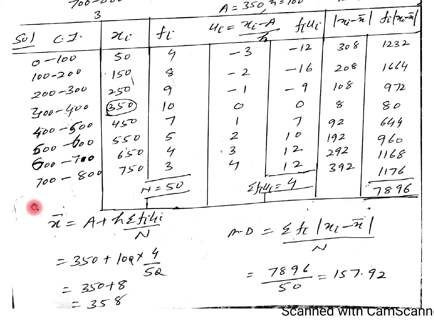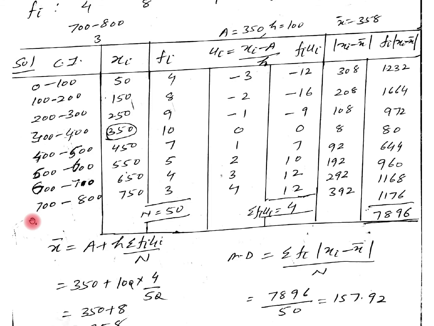So today we have learned how to find out the mean deviation about mean. We can use any method for calculating the mean. It may be the direct method, the assumed mean method, or the step deviation method. First calculate the mean and then calculate the mean deviation about the mean. This is all about today.